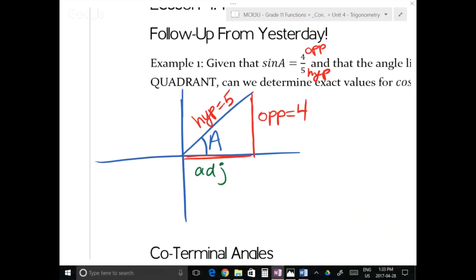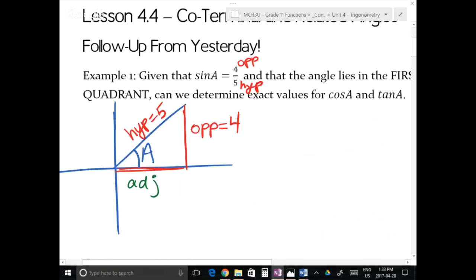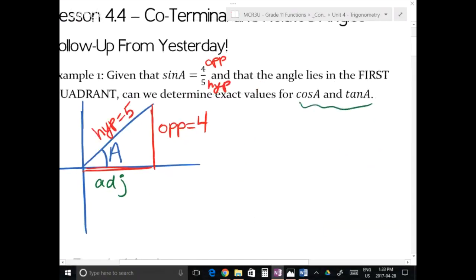You can say, oh, this must be the angle. It must go up 4. Its hypotenuse must be 5. And the question is, what is its cosine and its tangent? What would I need to know its cosine and its tangent? I'd need to know the adjacent. Good.